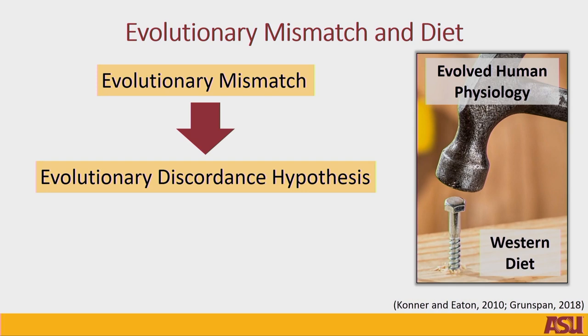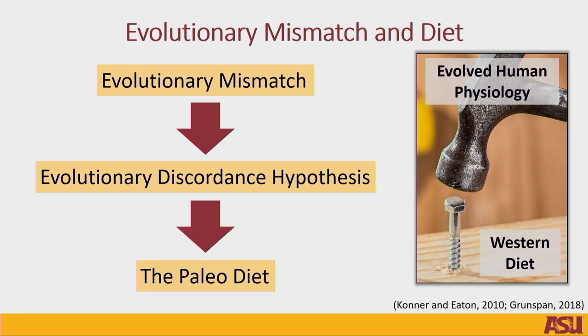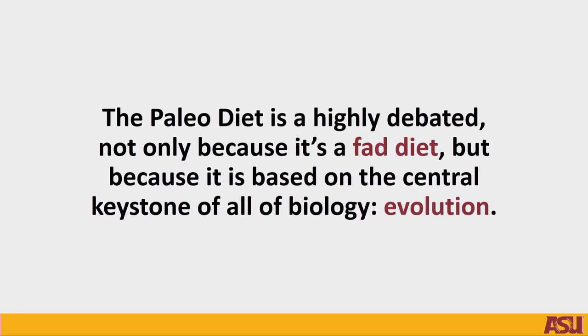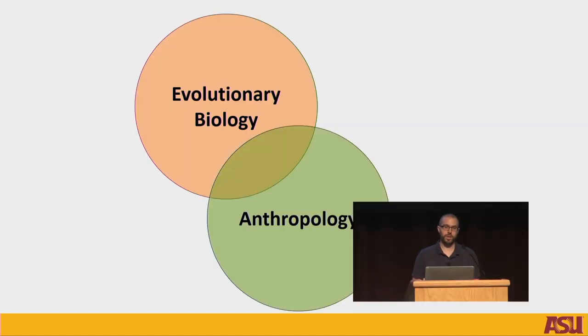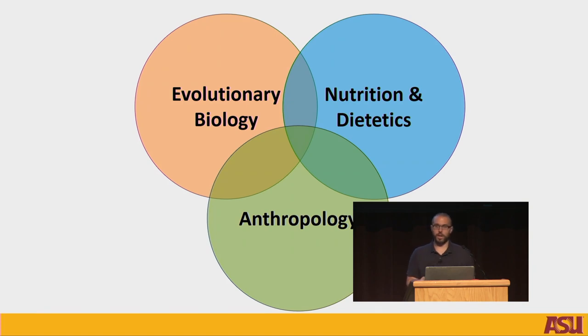And when I tell people that I study evolution and diet, one of the first things that comes out of their mouth is, oh, you're talking about the paleo diet. And the paleo diet is really interesting. It's highly debated because it's one of the many fad diets out there, but it's also debated because it's based on the central keystone of biology, evolution. And since it's based on the central keystone of biology, we're going to look at it from the three different disciplines that I mentioned earlier, and see what the literature has to say about the paleo diet or evolutionary mismatch and what it means for the human diet today.